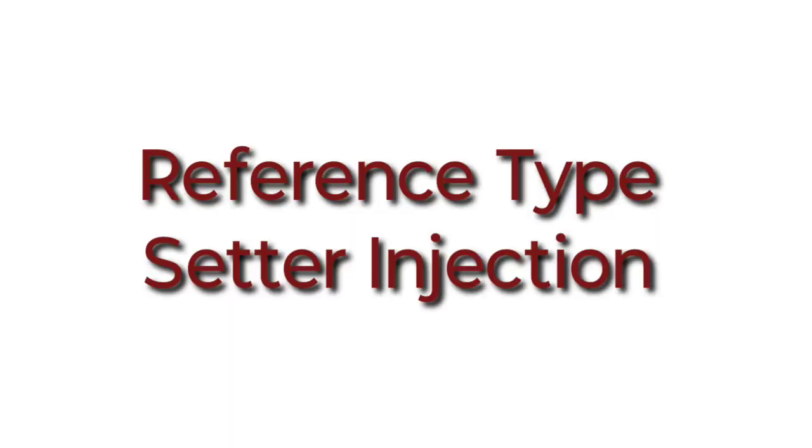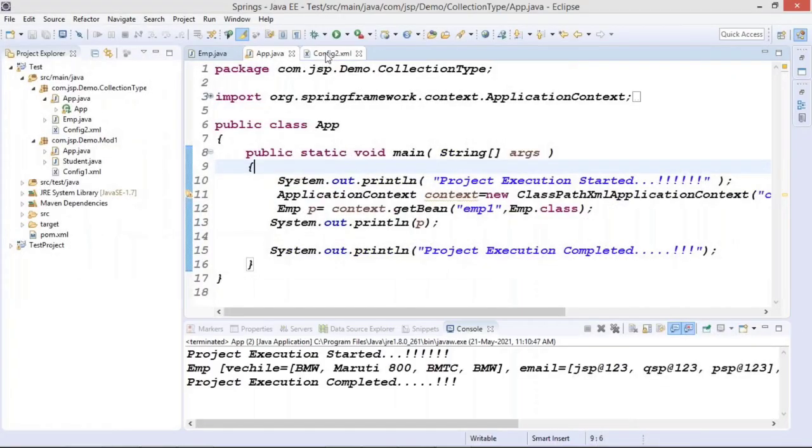So now we have learned setter injection in the case of primitive type and collection type. Now we have to learn the setter injection with reference type. So again, I'll close this program and I'll create another package, create a class.